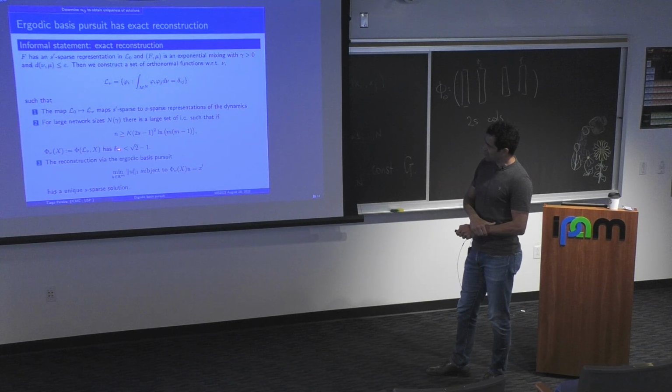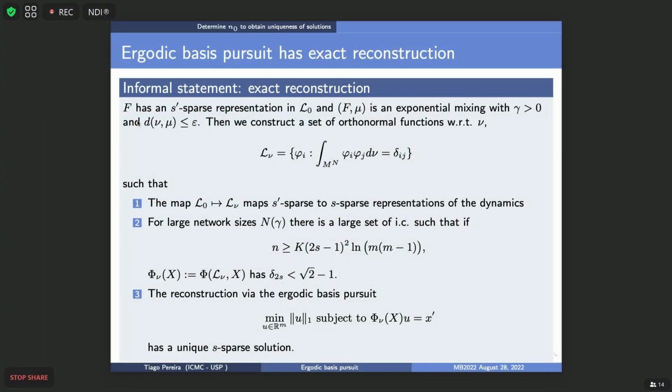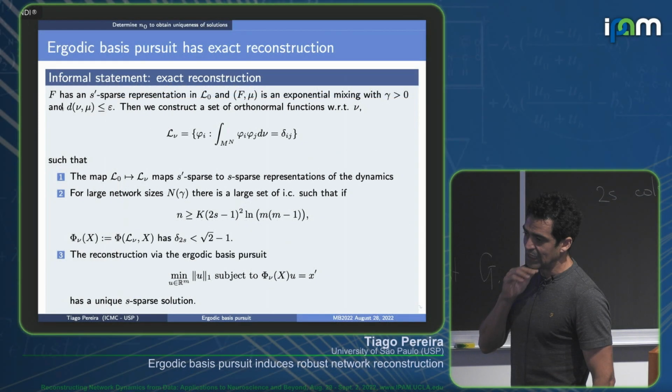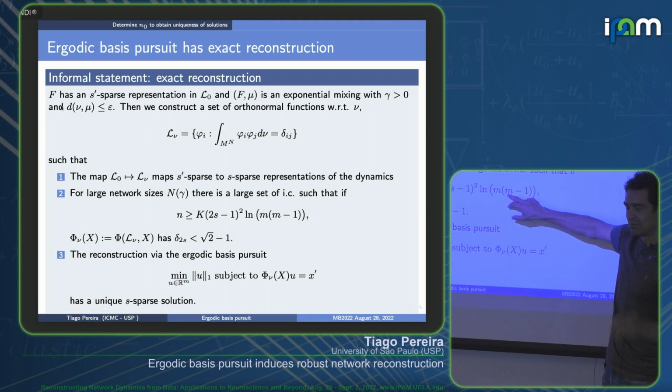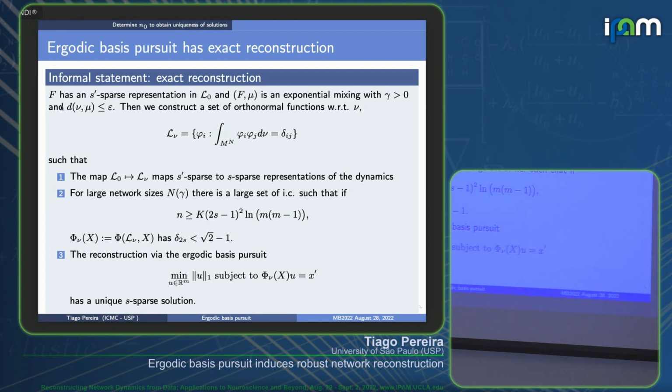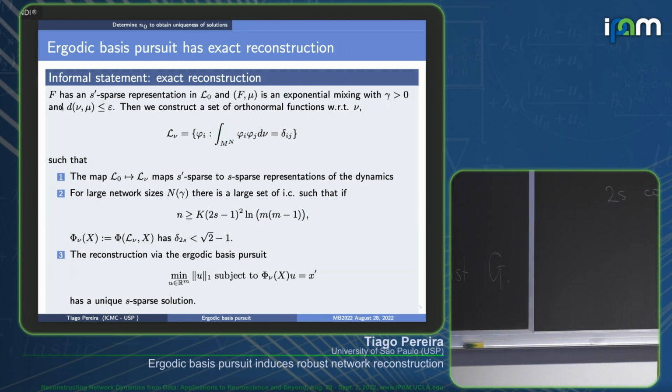So this in particular implies that if you try to solve this problem here now, L nu x equals x prime, so you try to solve for u. If you do L1 minimization, it has a unique solution, and the solution will be S sparse. So basically, all the ambiguity was gone, so you can precisely reconstruct the system. Any question here? And you can compute everything. So this M is the number of basis functions you have. So it's basically the cardinality of the basis functions. And this S is the sparsity of the solution.